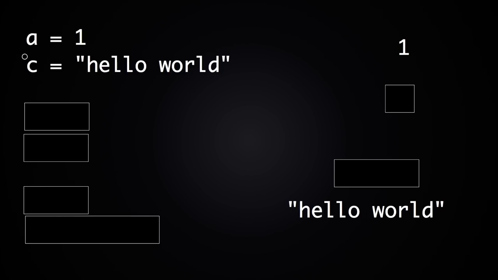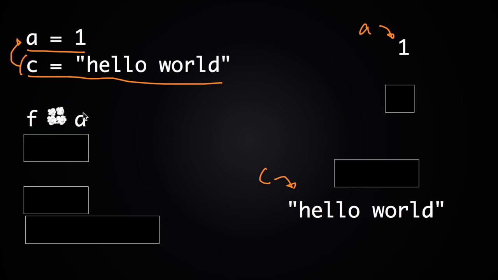And let's address another question you might have here. Is it possible for us to assign a variable to another one? The answer is yes. So here, if you write a equals 1, a of course refers to 1, and then c equals hello world, c refers to hello world. And what happens if you write f equals a? What happens then is this means the variable f, the name f, refers to the value a is referring to. So f refers to 1 now. And so f doesn't refer to the variable a. Instead, it refers to the value a is referring to.